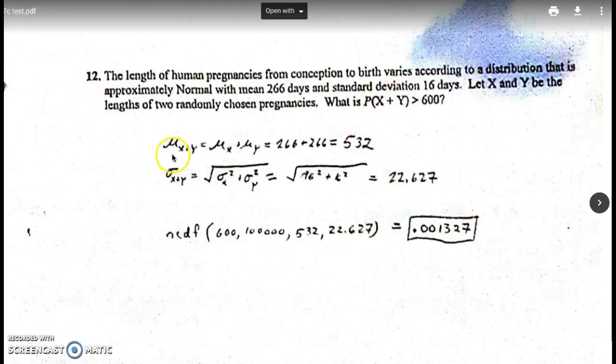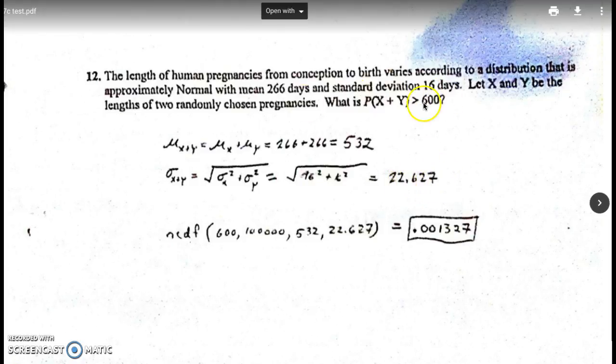So first I need to find the mean and standard deviation of x plus y. The mean of x plus y is just the mean of x plus the mean of y. Both of these events are based on two pregnancies with the same mean and standard deviation, so we're just doing 266 times 2, which is 532. The standard deviation of x plus y is the square root of the standard deviation squared of x plus the standard deviation squared of y. Both of these are 16, so 16 squared plus another 16 squared. We take the square root, you're going to get 22.627.